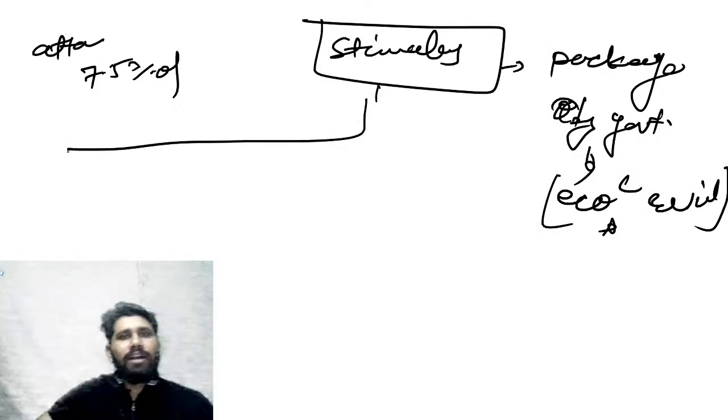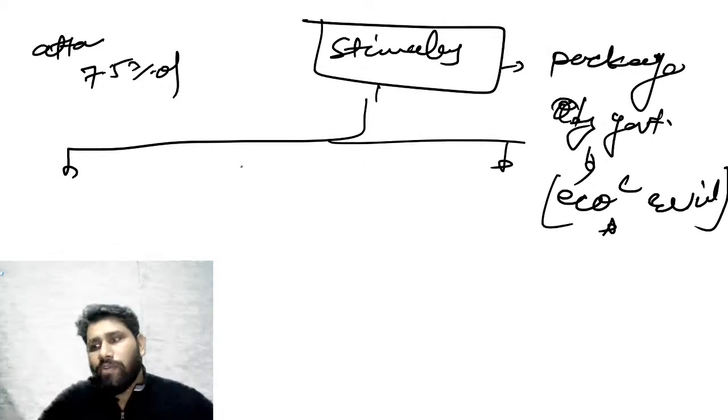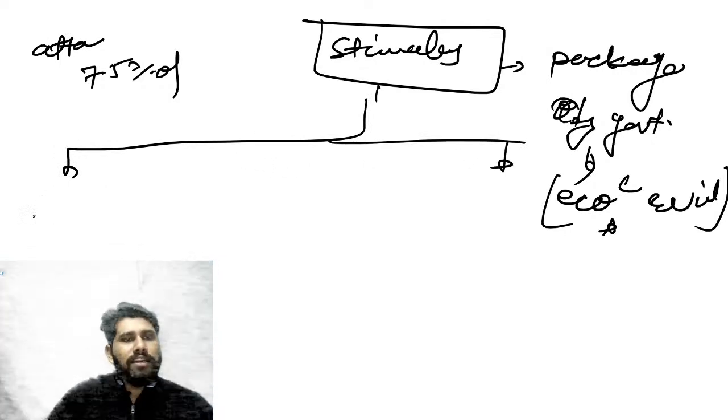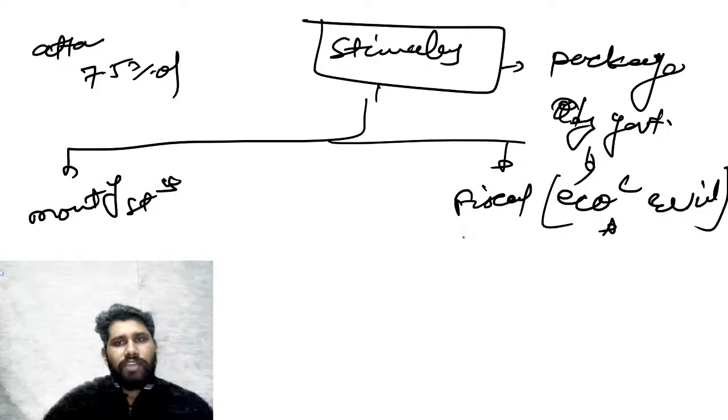There are two types of policies under which relief is provided. The first one is monetary policy, try to remember it, monetary stimulus, and the second one is fiscal stimulus. Please try to remember it, fiscal kind of stimulus.